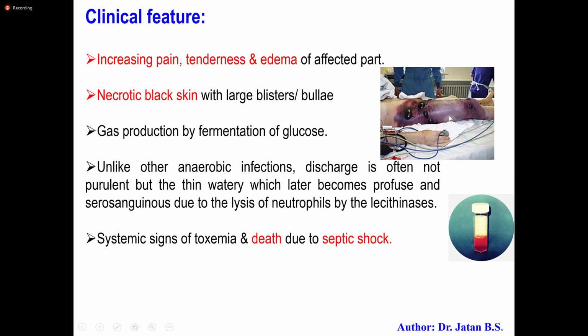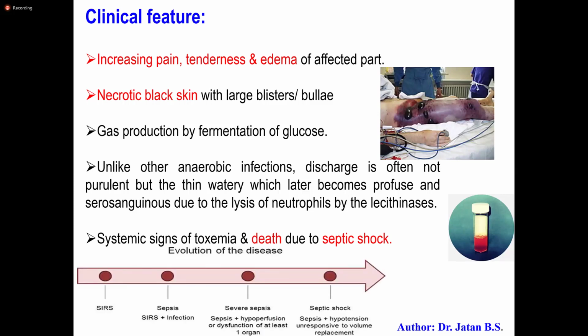Systemic signs of toxemia and death due to septic shock. The patient can undergo septic shock. Now, what is septic shock? I must explain. I'll show you one figure below that will explain septic shock.